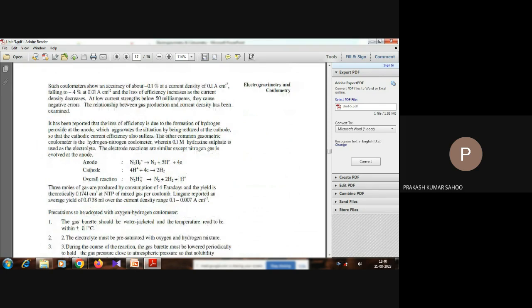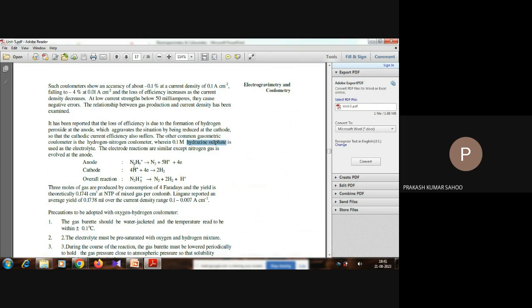Then we have this one, the nitrogen gas evolved at the anode, that is the hydrogen nitrogen coulometer. In 0.1 molar hydrazine sulfate, NH2NH2 H2SO4, this hydrazine sulfate is used as electrolyte, and this is the hydrogen nitrogen coulometer.